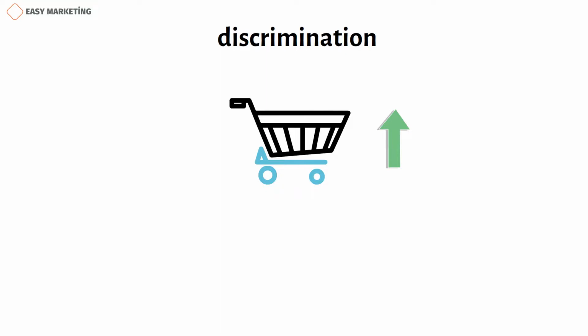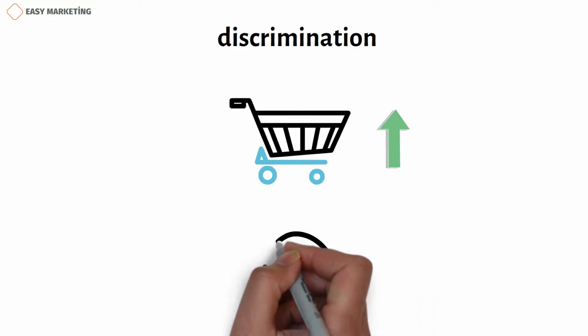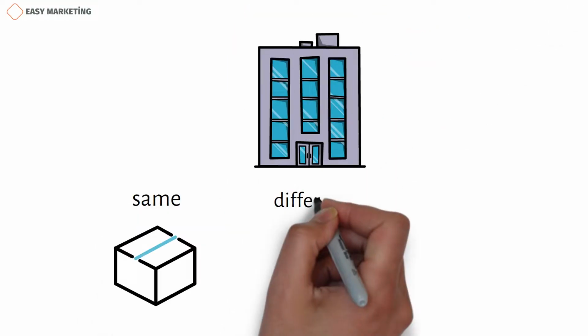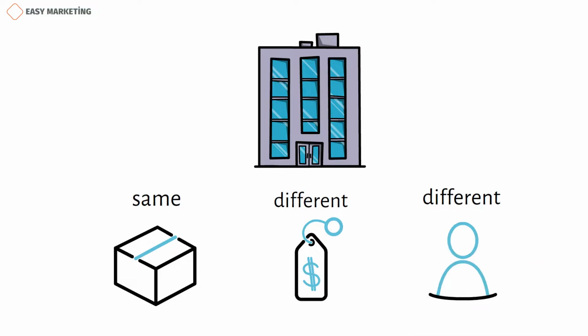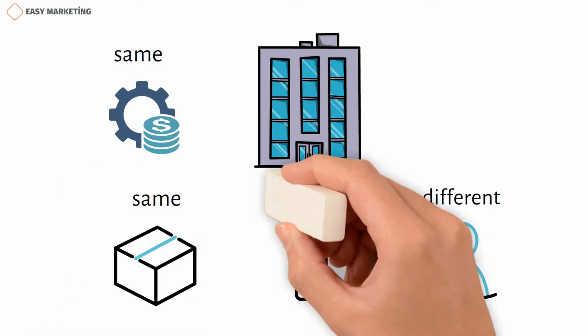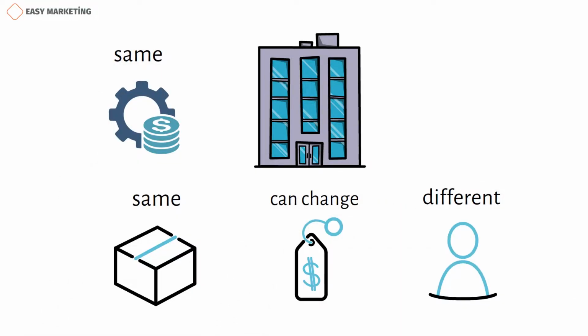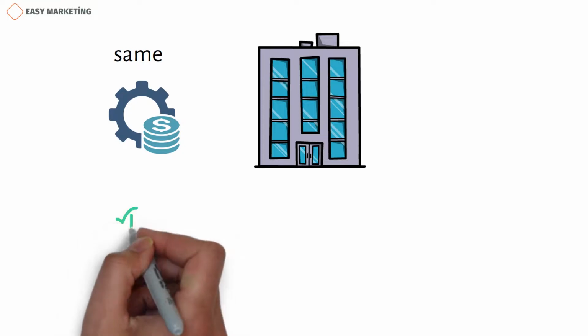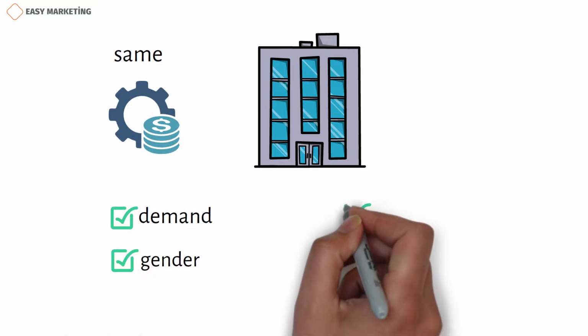In this video, we will talk about how we can increase sales with price discrimination. Price discrimination is a strategy for companies to offer the same products to different people at different prices. But how is this achieved? Although the cost required to produce the same products is the same, companies can change prices based on certain factors. For example, businesses can influence prices based on consumer demand, gender, financial status, or location.